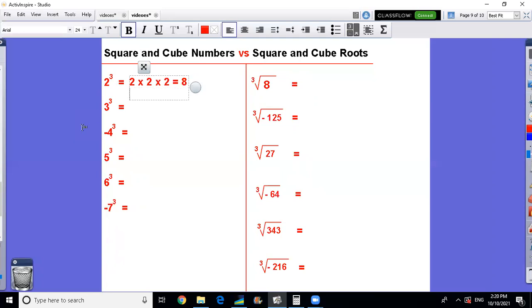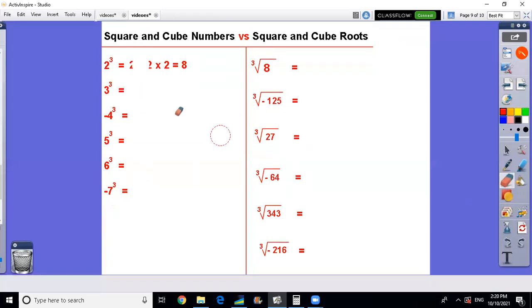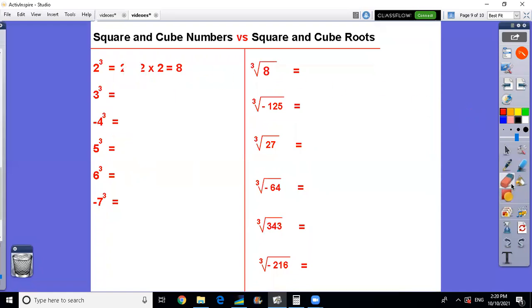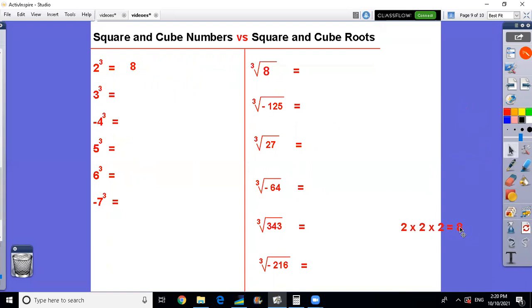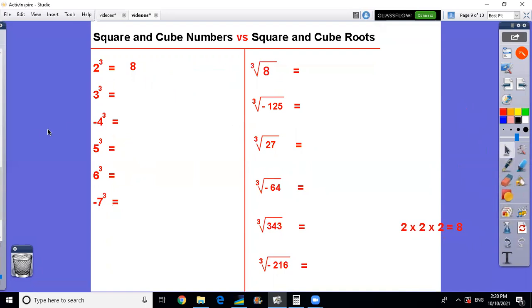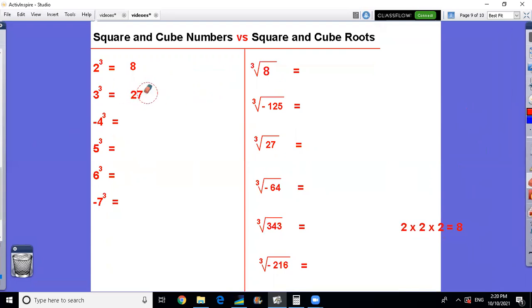All right, what about 3 cubed? Let me erase this. Oh, the answers are written already here. I wrote the answers, but I forgot to. Okay. Here you go. So 2 cubed is 8. What about 3 cubed? 3 times 3 times 3 is going to give us 27. All right.